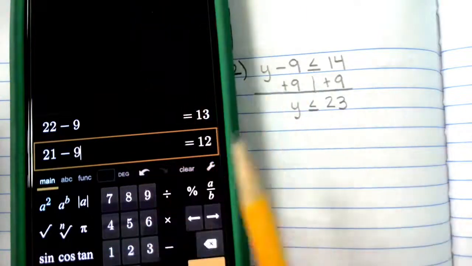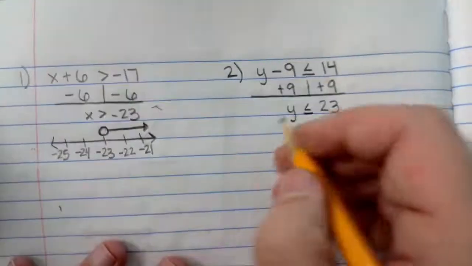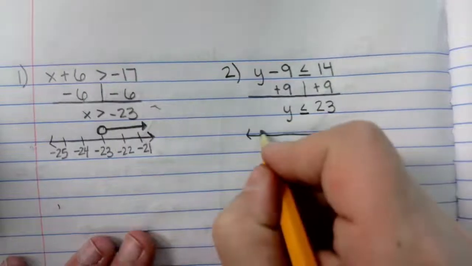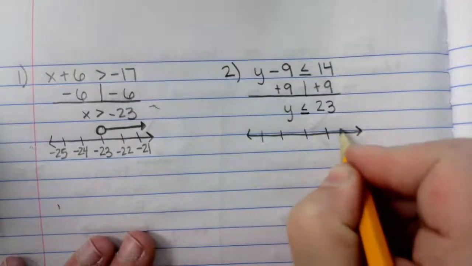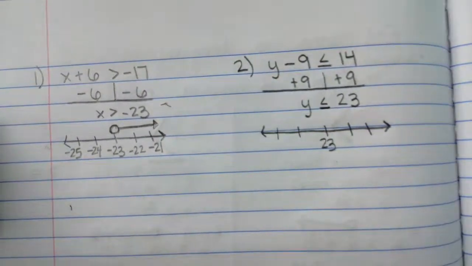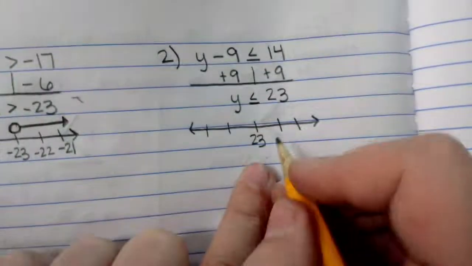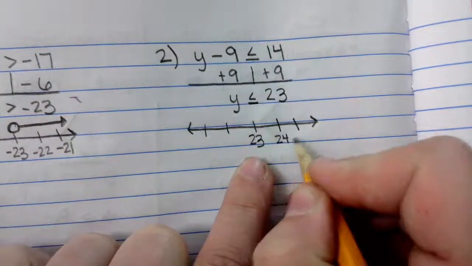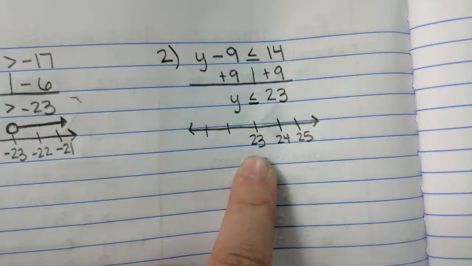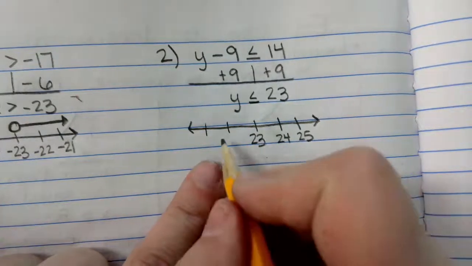We'll stop there. All right, when we make our number line this time, we're going to remember we're dealing with positives. So when we have a positive 23, where is a positive 24 going to go? To the right. It gets bigger to the right. So 24 and 25, it becomes more positive to the right. To the left, it becomes more negative, or like we're taking away. So 23, 22, 21.